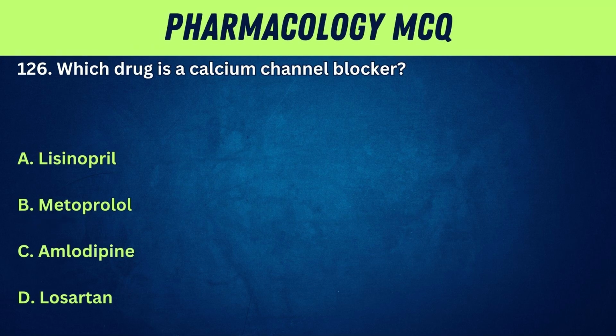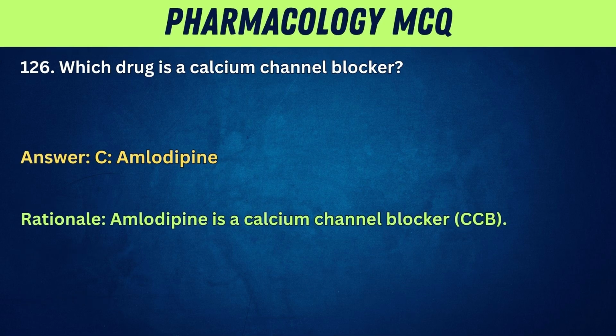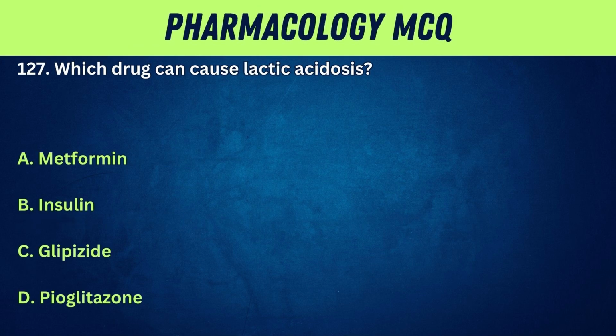126. Which drug is a calcium channel blocker? A. Hepatotoxicity. B. Metoprolol. C. Amlodipine. D. Losartan. Answer: C. Amlodipine. Rationale: Amlodipine is a calcium channel blocker, CCB. 127. Which drug can cause lactic acidosis?